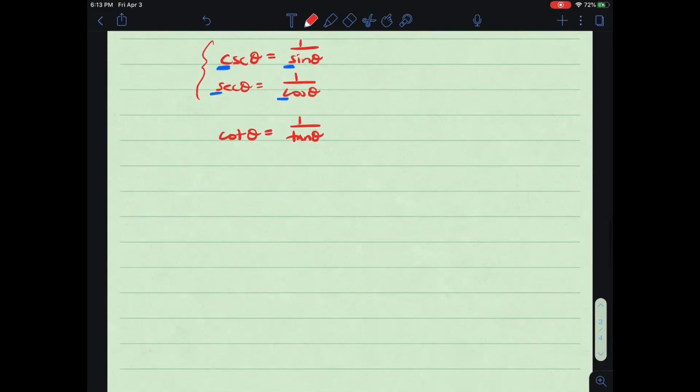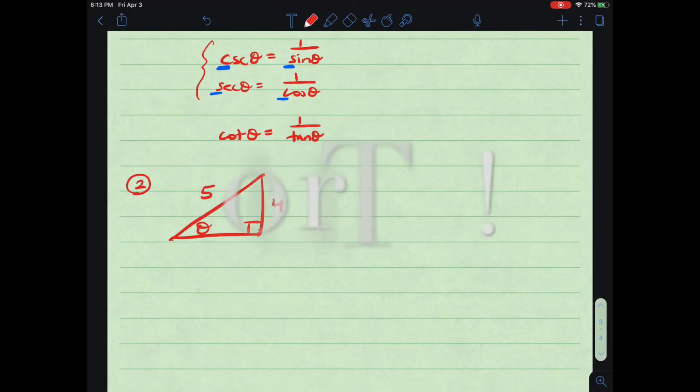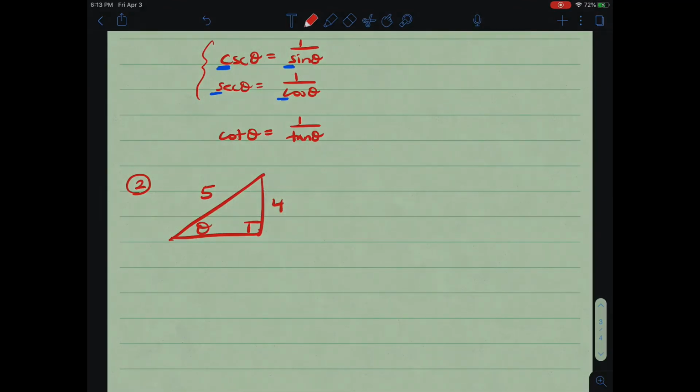So at this point, I'm going to put a problem up, number 2. And just like before, I'm going to draw a right triangle. This time I'm going to call this angle here theta. I'm going to define my sides here to be 4 and 5. At this point, I want you to try this on your own. I want you to press pause, and when you're done, press play, and let's see how you did.